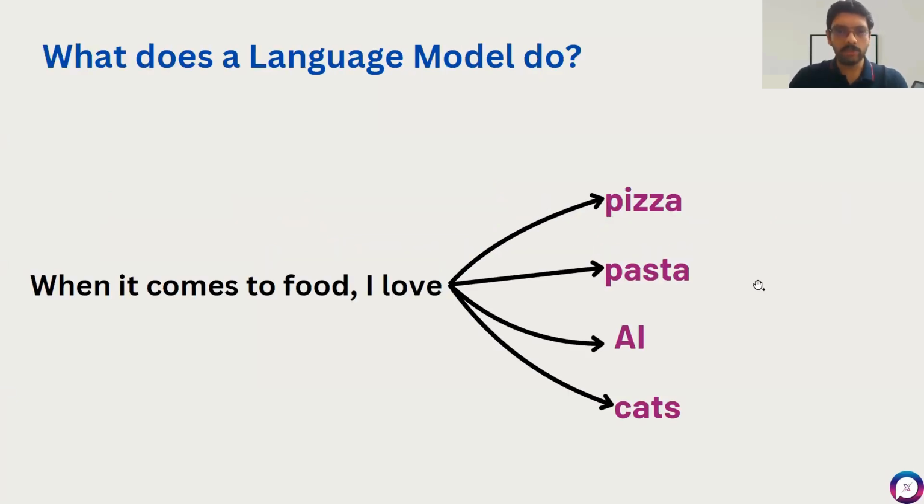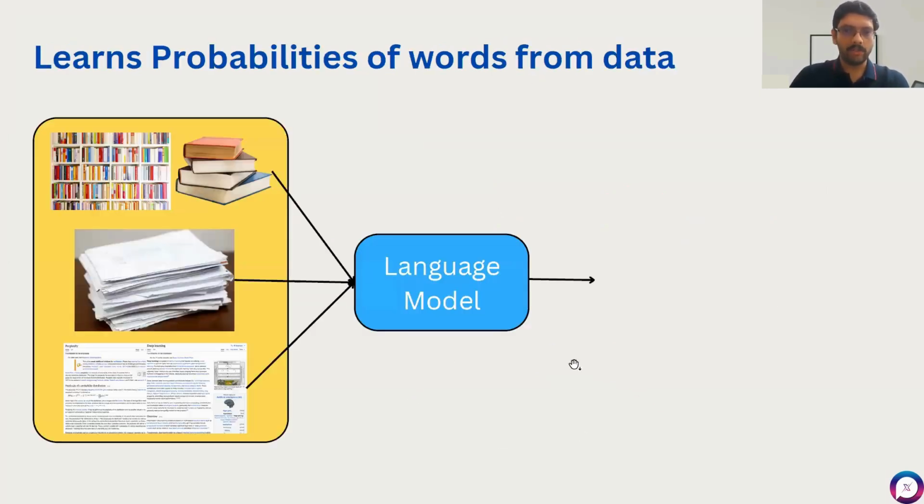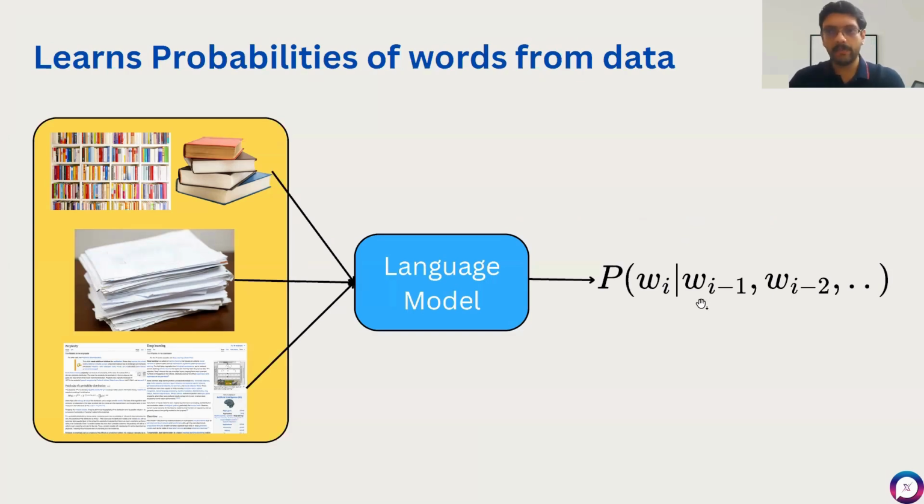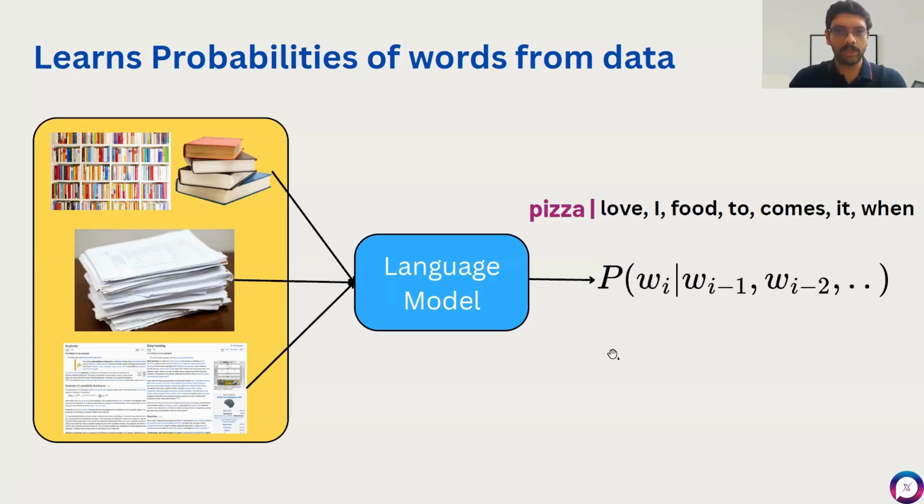So what does a language model do? Well, given a set of words, the language model has been trained on a lot of data. It's given a lot of information in the form of literature. It has probably been fed a lot of books, papers, websites, and so on. And the language model essentially learns the probability of a word being the next word given a context, meaning a previous set of words. And once the language model has been trained and has learned this probability, right? So in our case, given all these words, what's the probability of pizza?